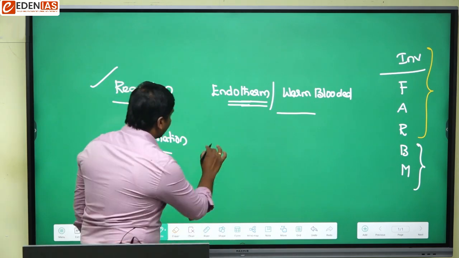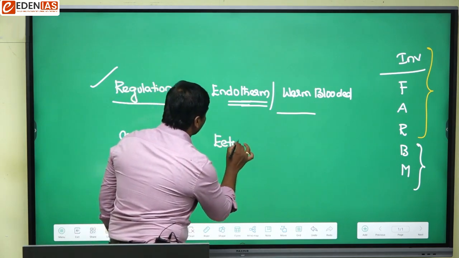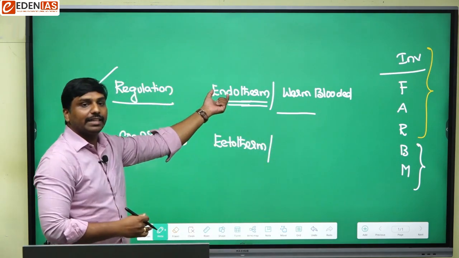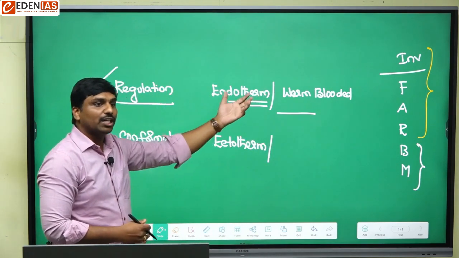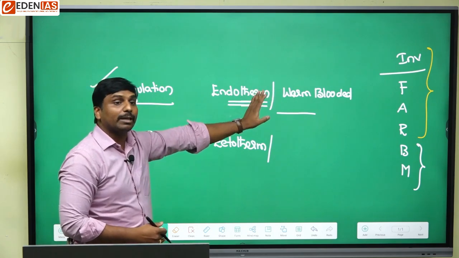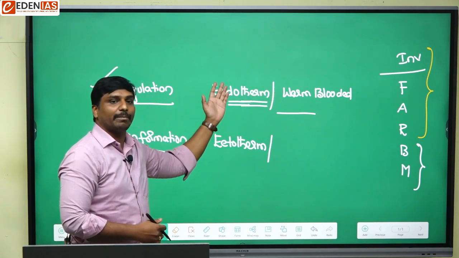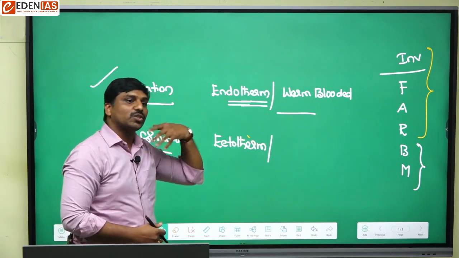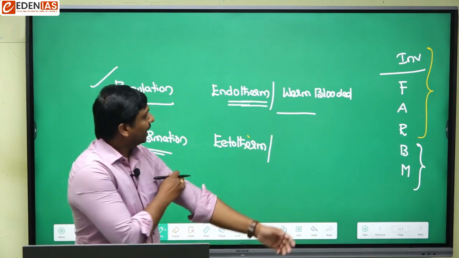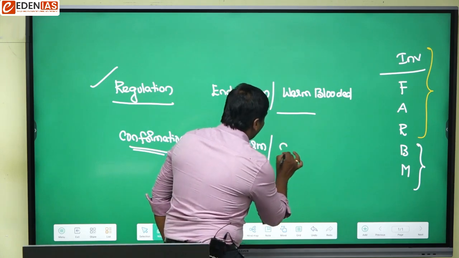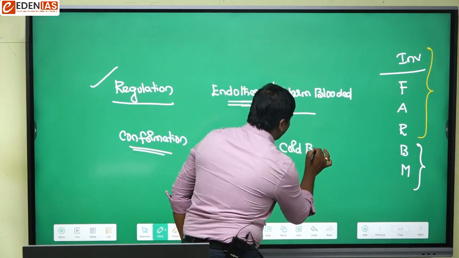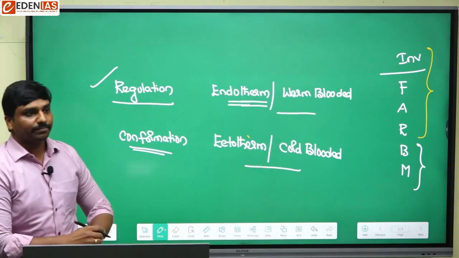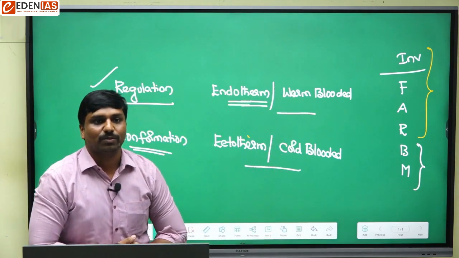Here we can have examples like ectotherms. Try to learn by the word itself. Endo means internal, ecto means outside, and therm means temperature. So the body condition of endotherms is maintained by an internal mechanism, while the body temperature of ectotherms is regulated by external conditions. Examples would be all cold-blooded organisms or cold-blooded animals. They come under the conformer category.